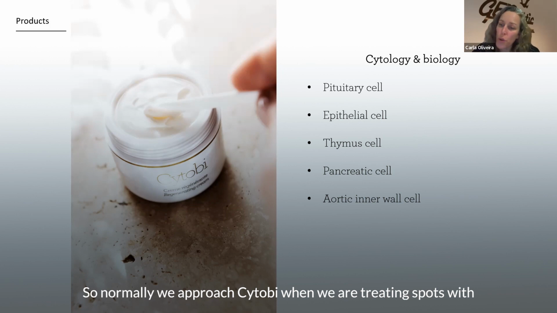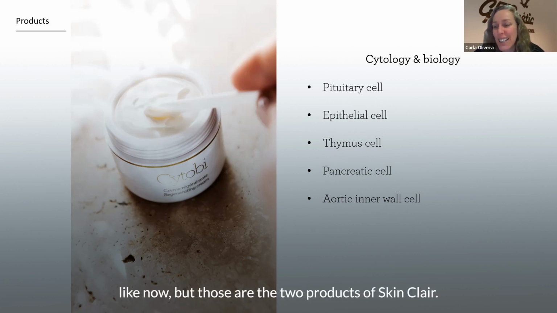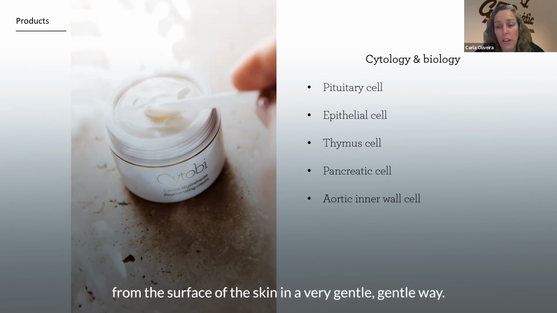So normally we approach Cytobi when we are treating spots with skin glare. This is one of the products that we normally put together with those in order to treat hyperpigmentation. We also use the ampoule of acid fleur, which is very nice also to remove the dead cells from the surface of the skin in a very gentle way. So it's a very nice protocol that we have put together.